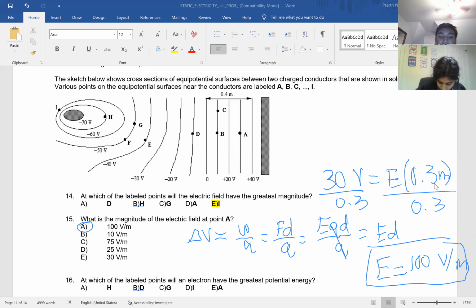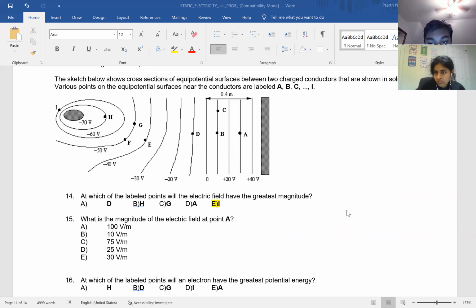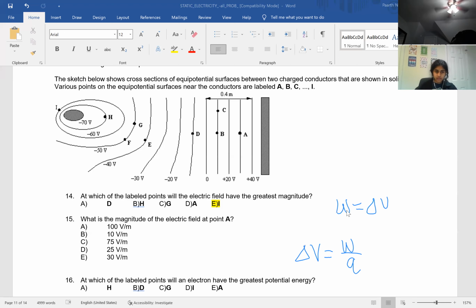And then for 16, I think Shreya, why don't you do that one? Yeah. So it's saying, at which of the labeled points will the electron have the greatest potential energy? So you have to figure out that change in volts is equal to work over charge. So you're basically trying to solve for the work, which means that you need to find the change in potential that's the greatest. So in this case it would be negative 70 volts.